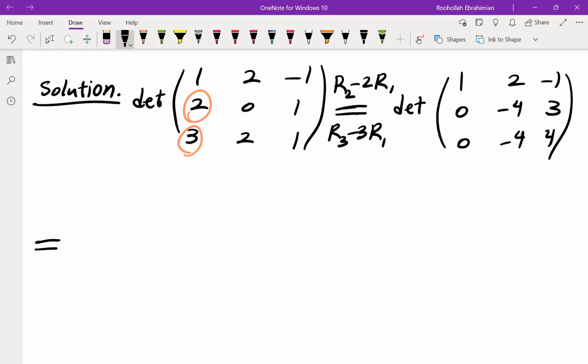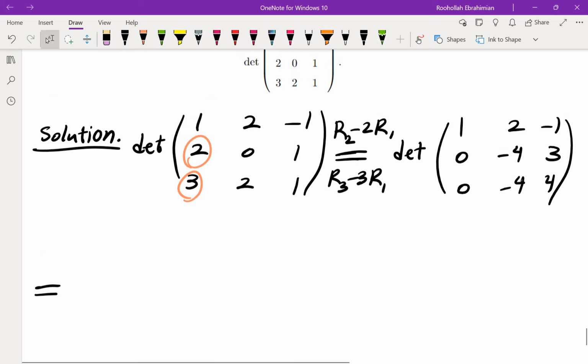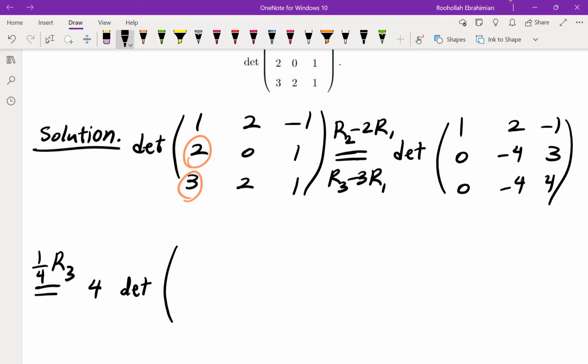Now we are going to turn this one into, okay, I'm going to actually pull out a 4 from the last row. So we're going to do 1/4 of row 3. So we're going to do 4 determinants. When you pull that out, you get 4 times determinant of 1, 2, negative 1, 0, negative 4, 3, 0, negative 1, 1.